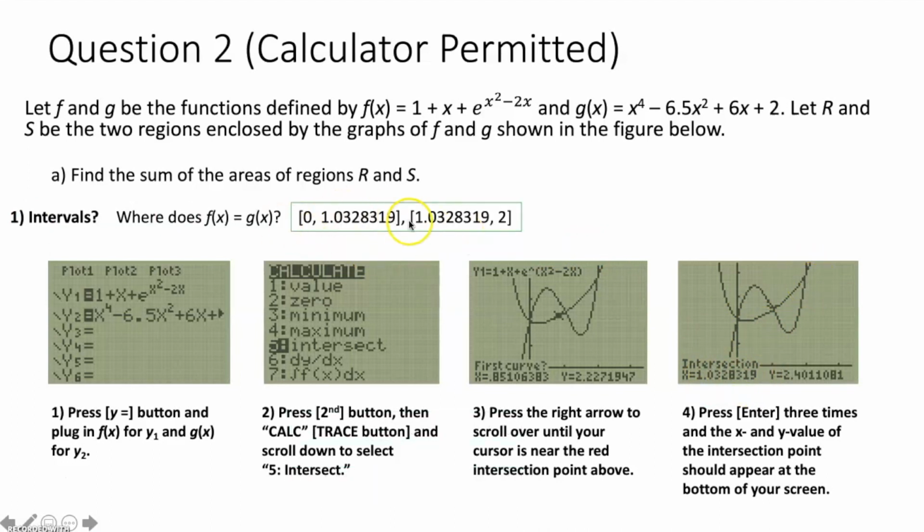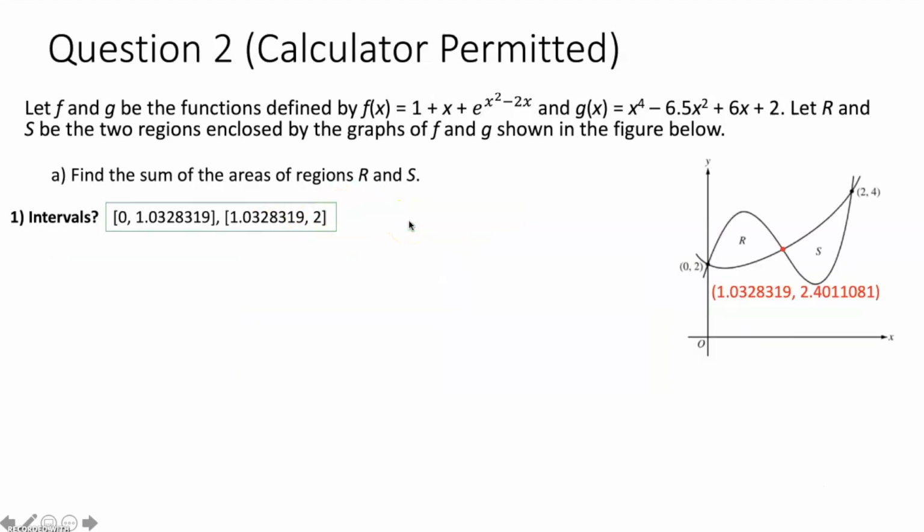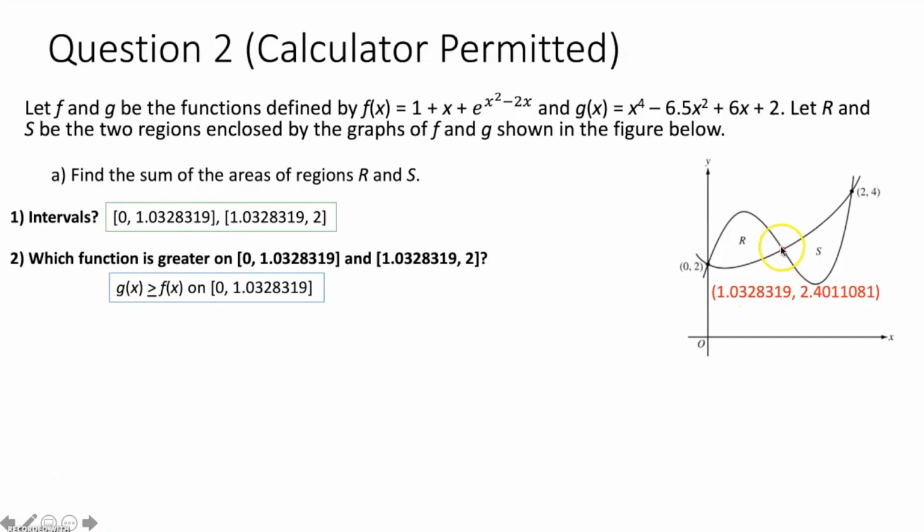So now that we have our intervals, we can go about setting up our definite integrals. And to do that, we need to figure out which function is greater on which interval. Well, that's what our graph is for. We see that on our first interval from x is equal to 0 to x is equal to this x value, g of x is actually greater than f of x. But on this interval from x is equal to this x value to x is equal to 2, we see that f of x is actually greater than g of x.